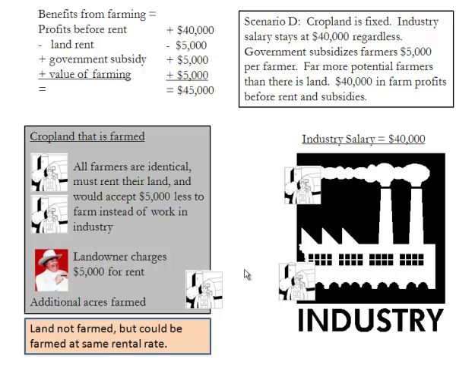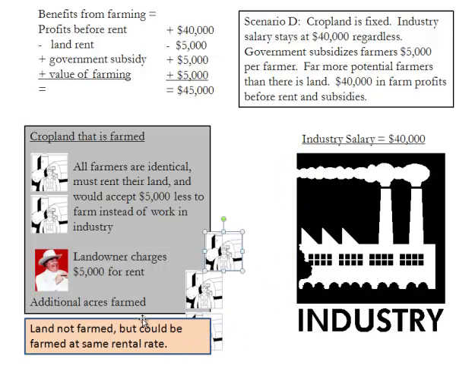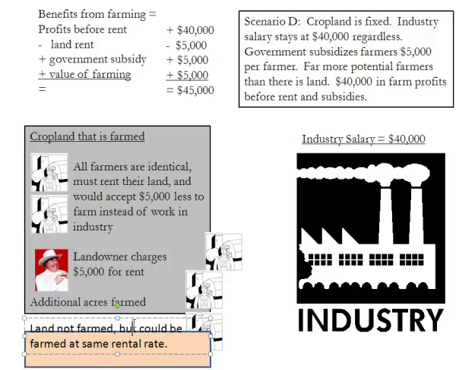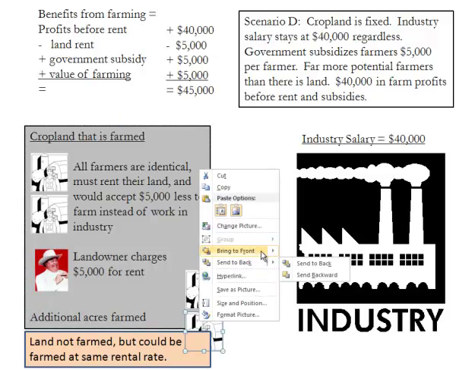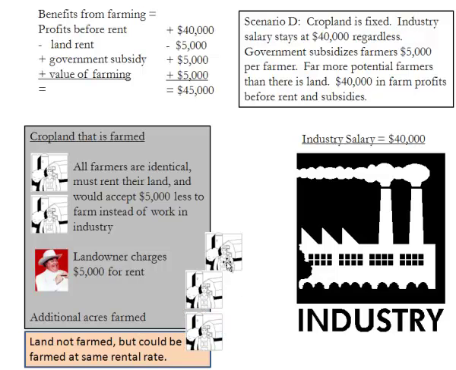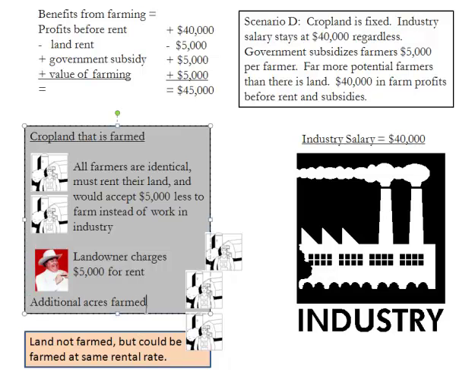Now if something else didn't change, because the benefits to farming are greater than industry salary, this story would keep playing over and over, and more acres would be farmed. The amount of land that's farmed would keep going up, and that's unsustainable because you can't have cropland keep increasing infinitely. When people farm more land, there's more food being produced. Well, when there's more food being produced, there's additional acres farmed, crop prices decline. And so now when crop prices start to go down, the amount of money that farmers can make before rent subsidies is going to go down.